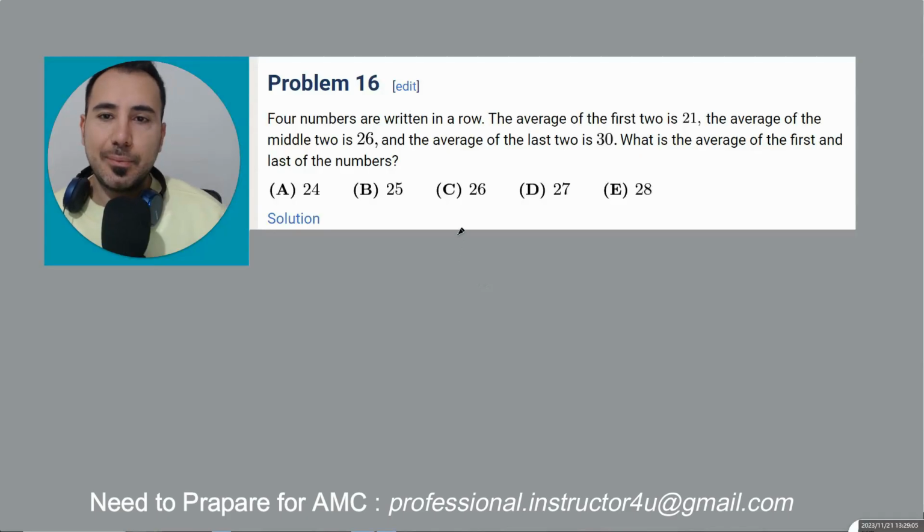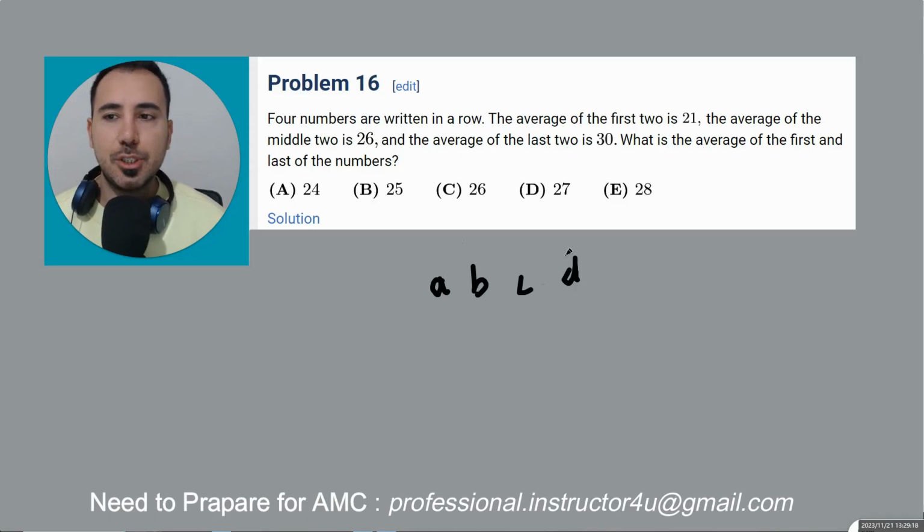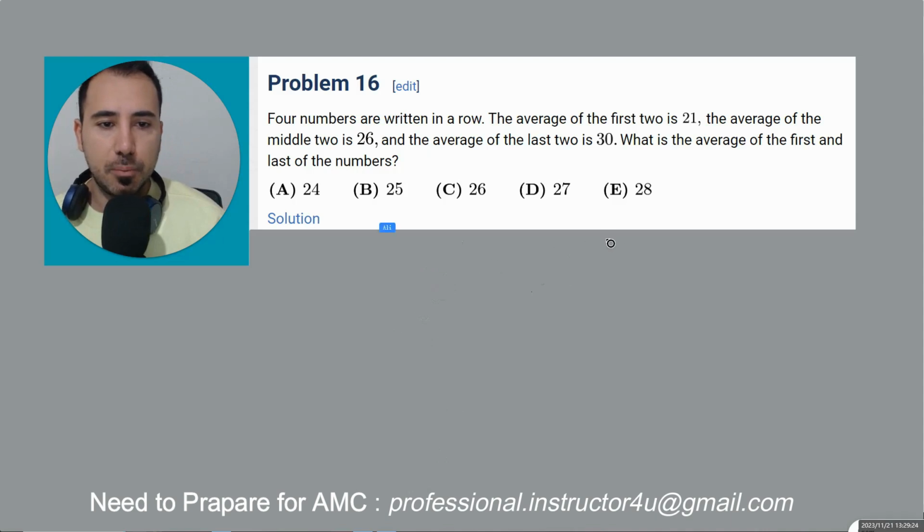Problem 16. When you see a problem like this, if you're somebody who is just writing, okay, there are 4 numbers, I'm going to put A, B, C, D. Well, usually this is not the best idea. Instead, you should just start by trying out different numbers. The first one will be just coming up with numbers that follow the same instructions here. So let me read the question first. 4 numbers are written in a row.